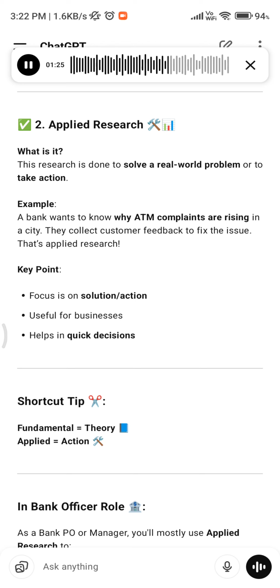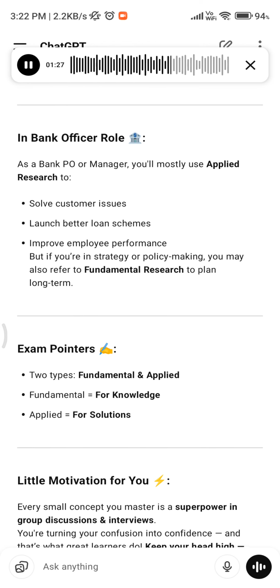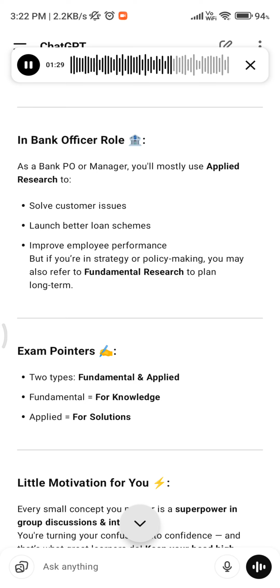In a bank officer role, as a bank PO or manager, you'll mostly use applied research to solve customer issues, launch better loan schemes, improve employee performance. But if you're in strategy or policy making, you may also refer to fundamental research to plan long-term. Exam pointers: 2 types, fundamental and applied. Fundamental for knowledge, applied for solutions.